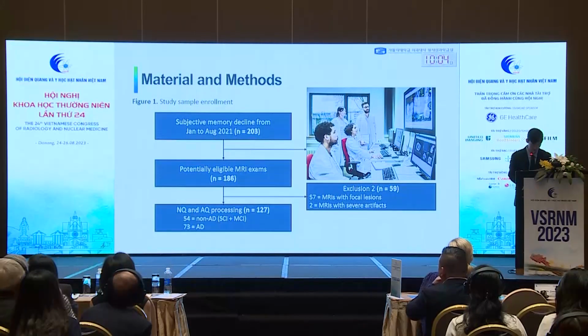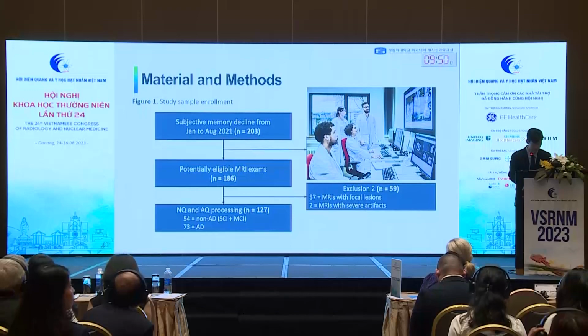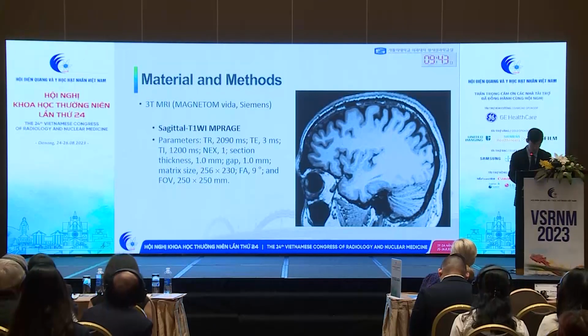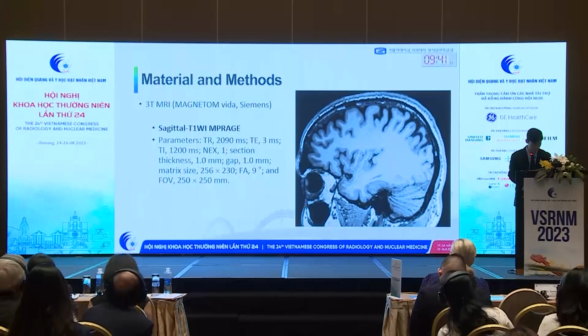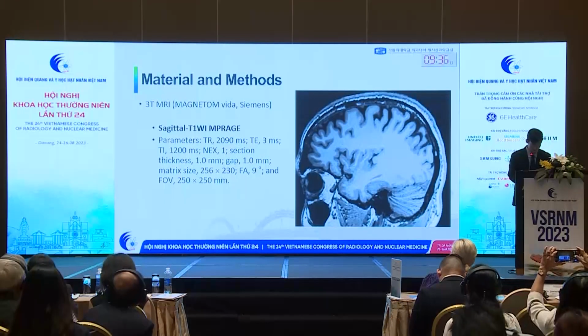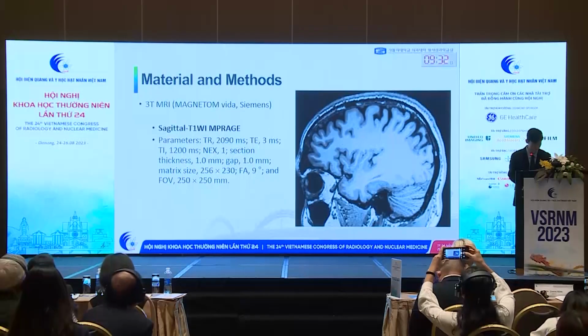All brain MRI examinations were reviewed by 3 neuroradiologist reviewers, and they excluded 59 samples that presented focal brain lesions or severe artifacts which could interfere with volumetry analysis of each software. Each participant underwent a 3 Tesla MRI using a 64-channel head and neck coil, which was manufactured by Siemens. And sagittal T1 weighted volumetric MPRAGE images were obtained with the following parameters.